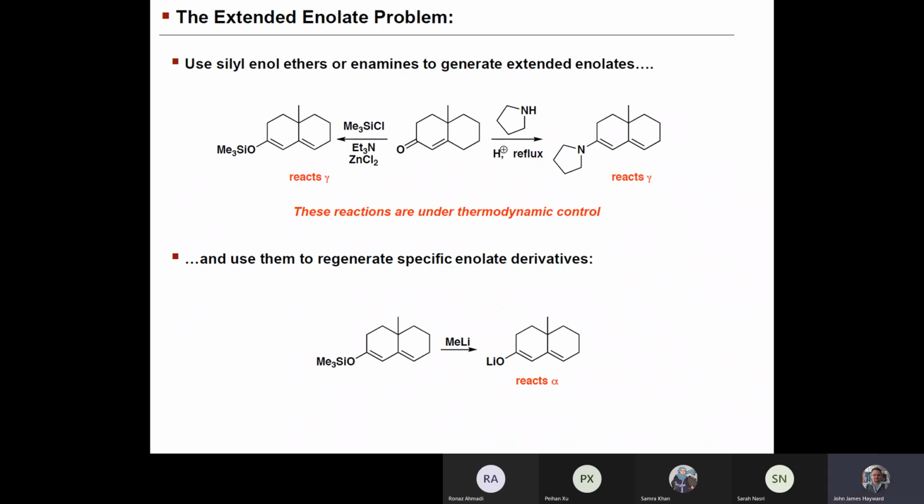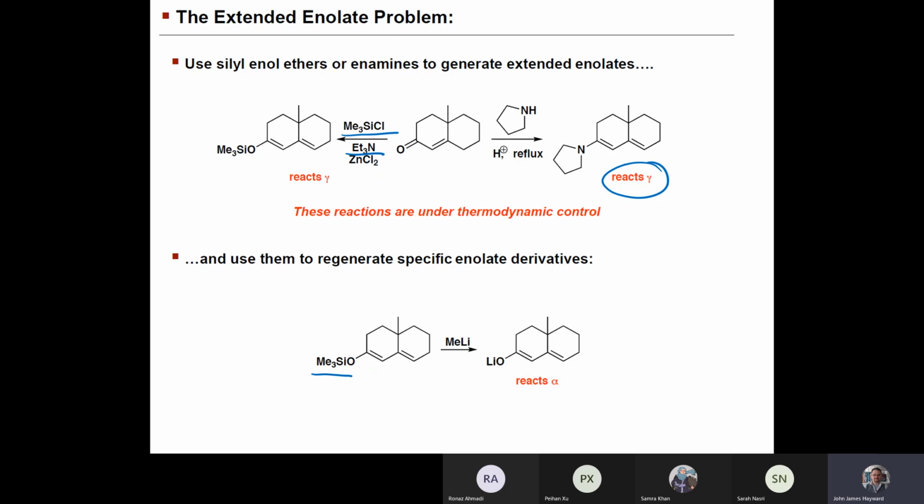The formation of an enamine is typically under thermodynamic control. So we can generate the gamma reacting dienamine relatively easily. And I said earlier that TMS chloride and triethylamine are soft, gentle thermodynamic enolization conditions, so they also give the TMS enol, the extended enolate. And we can use those to then generate more reactive systems if we need to.